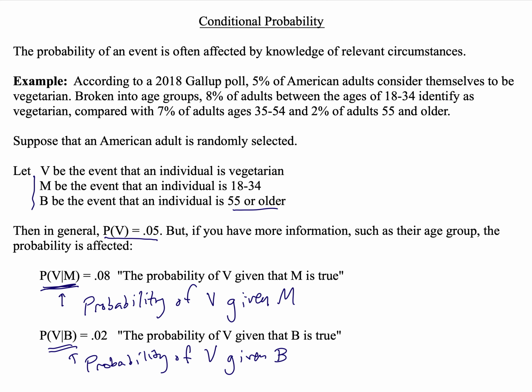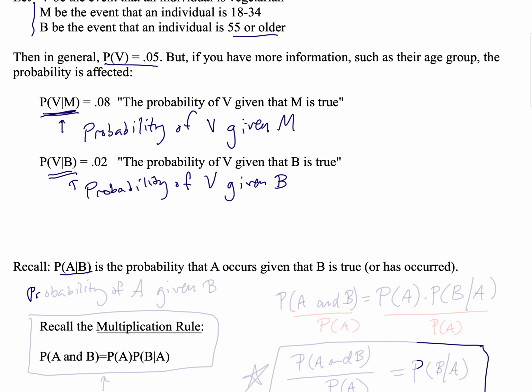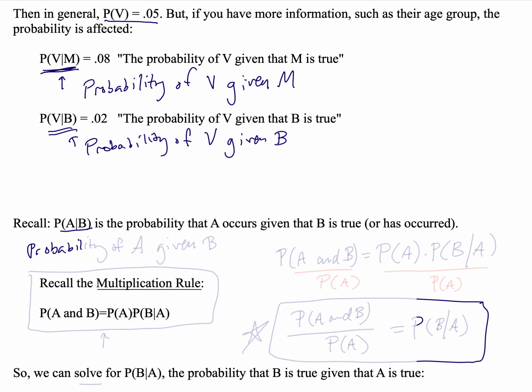And just in general, we call this the probability of A given B. And so that's the conditional probability that A is true with the knowledge that B is true or has already occurred.